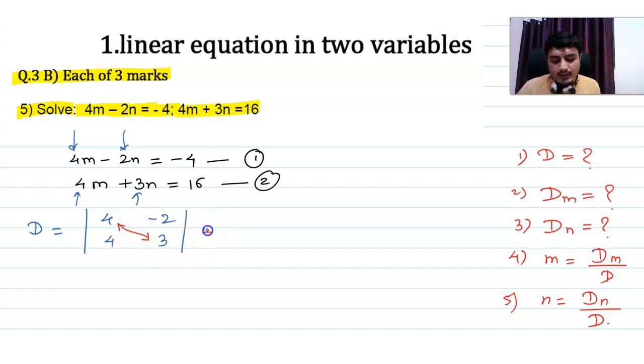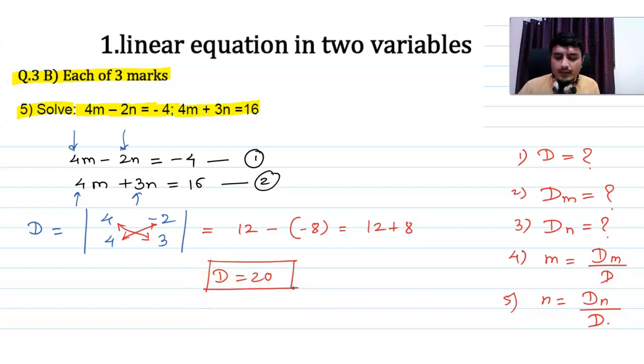Principal diagonal elements are multiplication. 4 3s are 12. Middle sign is strictly minus. Other diagonal elements are multiplication. 4 2s are 8. Plus minus we have a minus of 8. Now minus minus is plus. 12 plus 8 we are getting 20. So the value of D we have is 20.